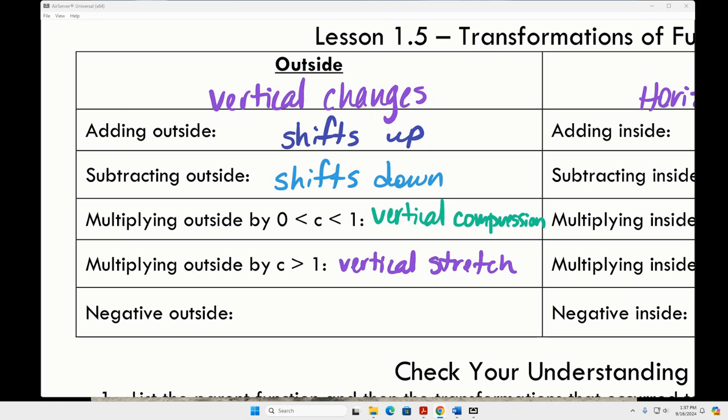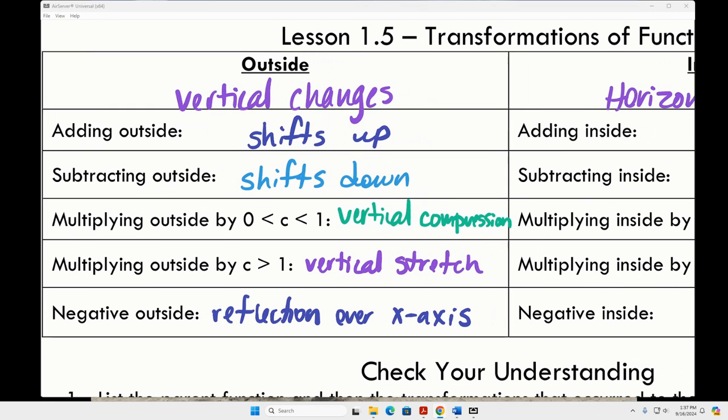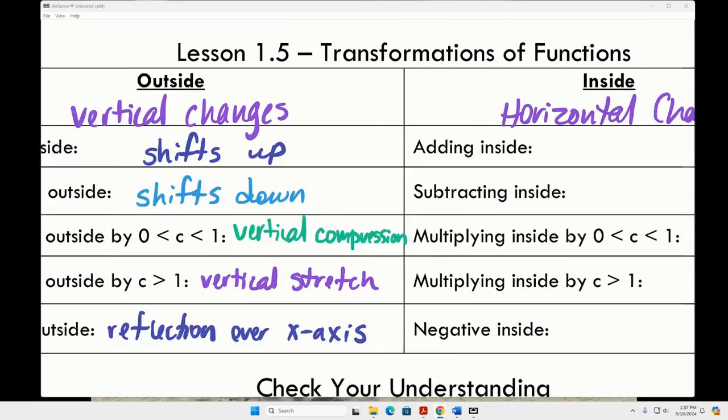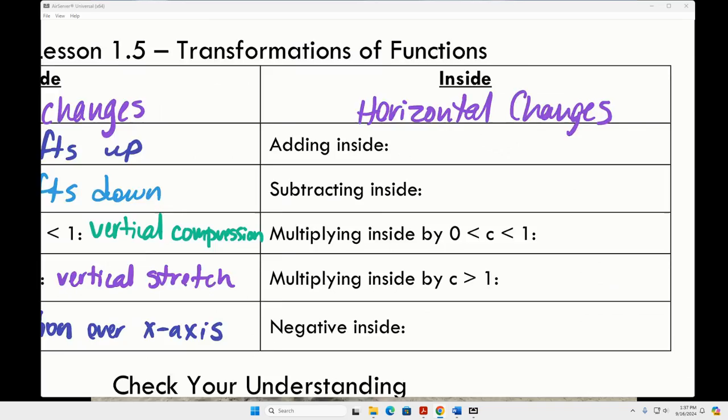All right, and then a negative multiplied by the function always is a type of reflection. A vertical reflection is going to be on the outside. It's going to be a reflection over the x-axis. Okay, and then when things happen on the inside, it's going to be a horizontal change.